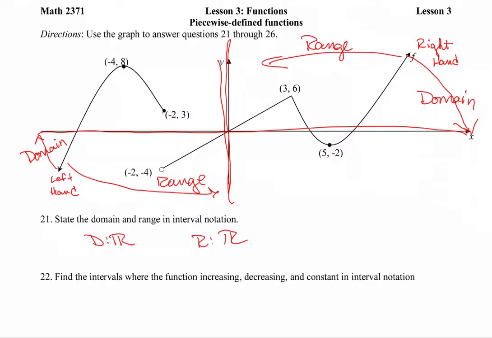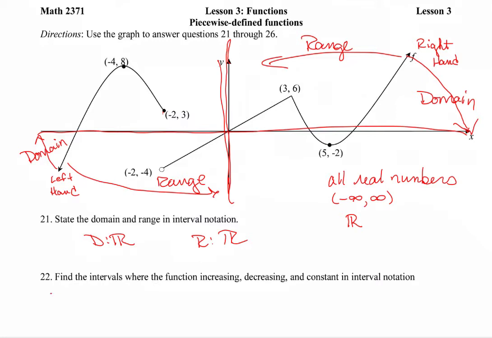Now, remember that you can write all real numbers like this. Just write it out. You can write negative infinity to infinity, or you could write what's called a bolded R. So that's 2 lines on the back end of the R.